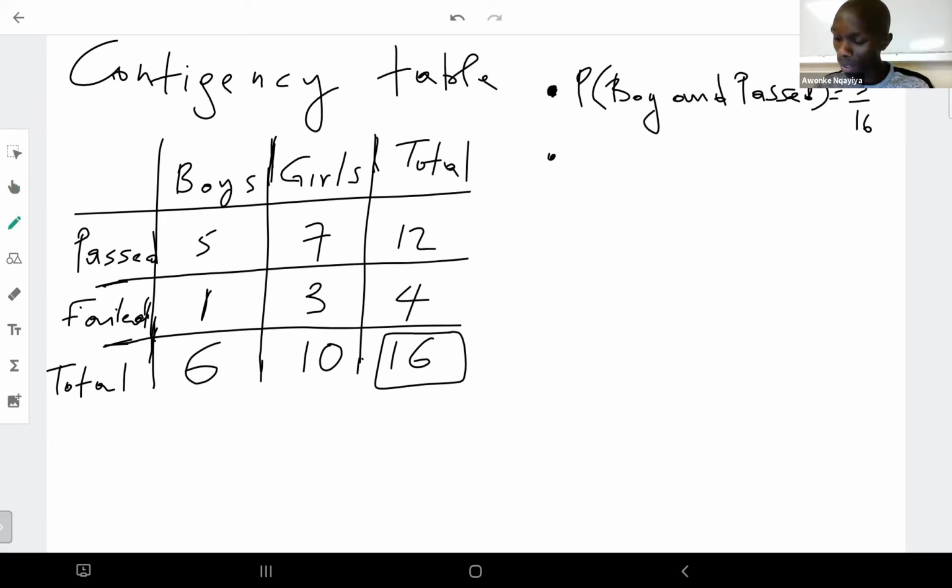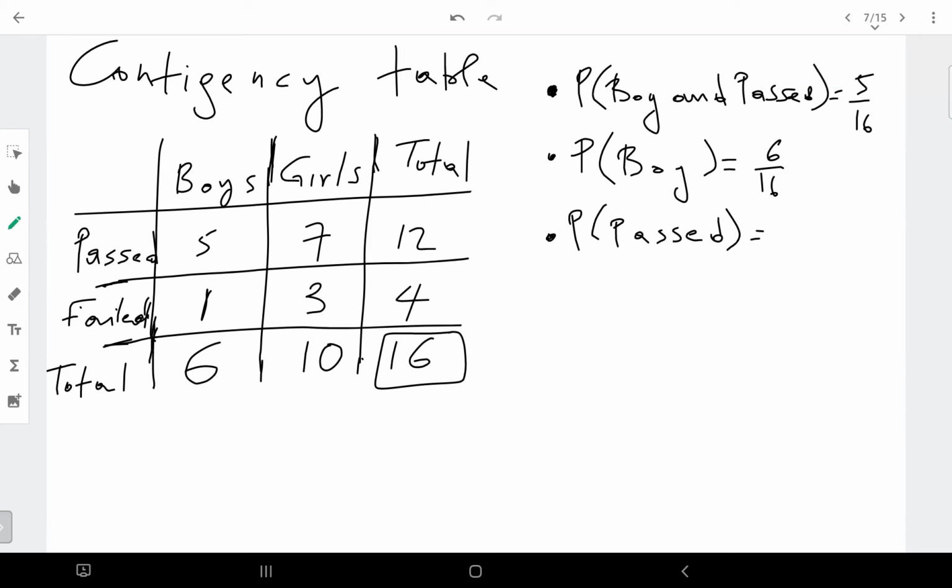When we talk about the probability that it's just a boy, regardless of whether he passed or not, what do you think will be the probability? 6/16. That will be 6/16. What is the probability that the learner passed, regardless of the gender? 12/16. You will check the total number of learners that passed, which is 12, and then the total number of learners that wrote, which is 16.